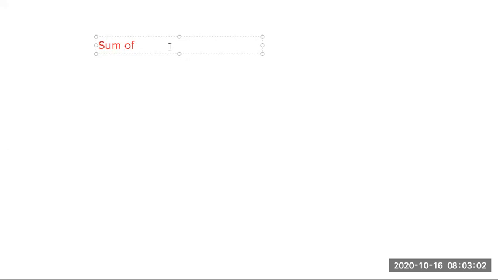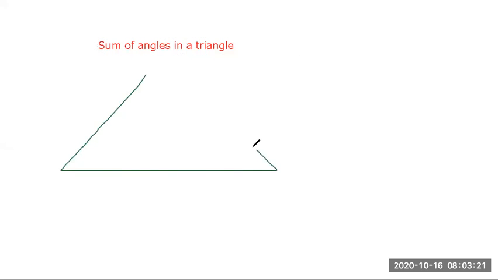Okay, the first one we're going to look at is sum of angles in a triangle. All right, and like we talked about, the sum of angles in a triangle, all of them, let's identify these angles first.